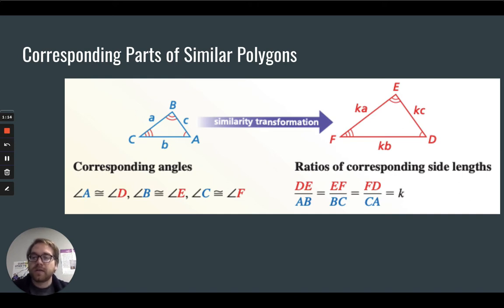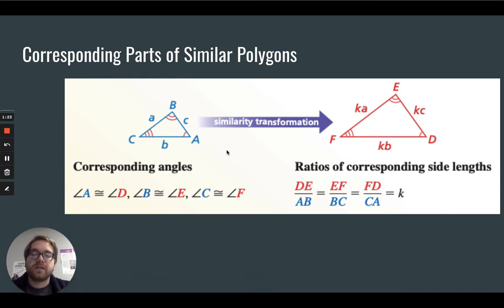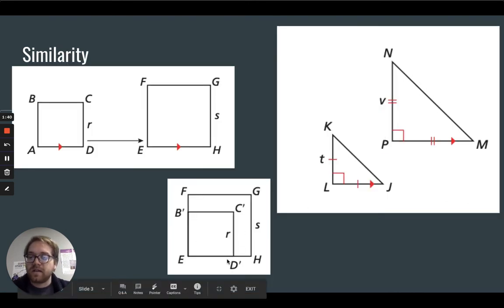One, corresponding angles, and two, corresponding side lengths. In similar figures, the corresponding angles are going to be the same. Like in this triangle ABC and this triangle DEF, angle A corresponds to angle D, angle B corresponds to angle E, and angle C corresponds to angle F. If I were to lay the blue triangle on top of the red triangle, that's where the angles would match up, like with this square here, where A corresponds to E, B to F, C to G, and D to H.